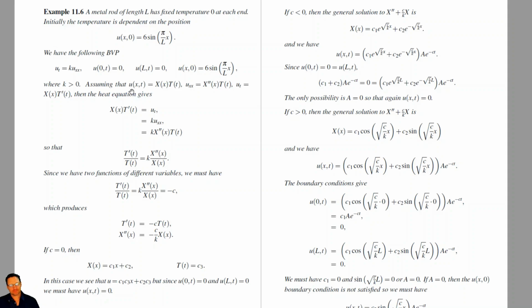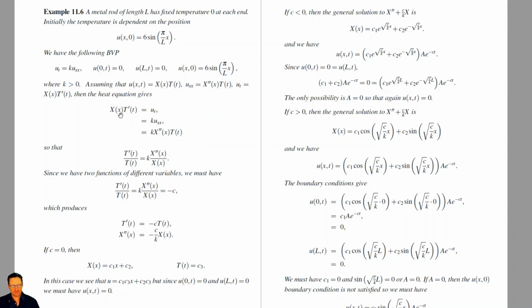Assuming that u of x and t is a product of a function of x and a function of t, we take our partial derivatives just as we did on the previous page, and we sub those into this expression and simplify.